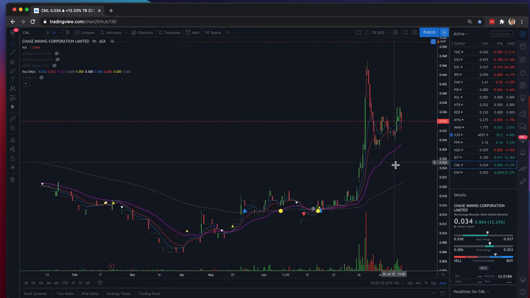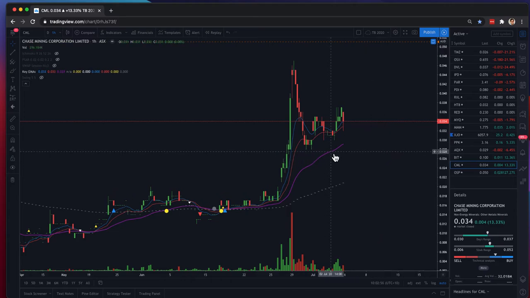Go back to 1 hour and just have a look again. It didn't bother to touch its 50 EMA, but it did find support just below its 20 EMA. Let's try another one, PPK.